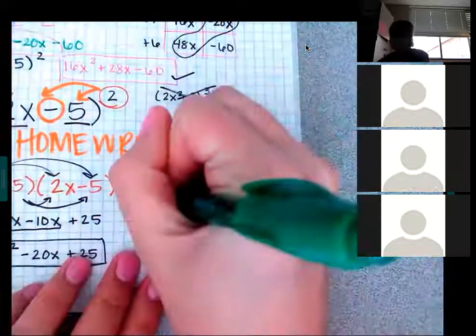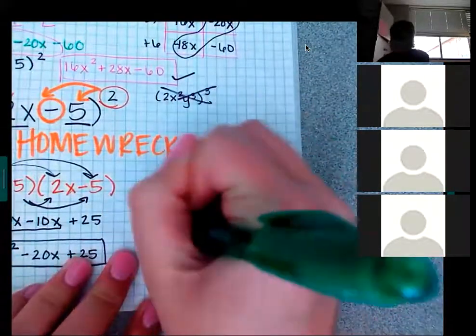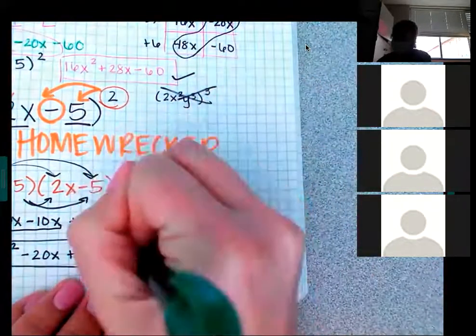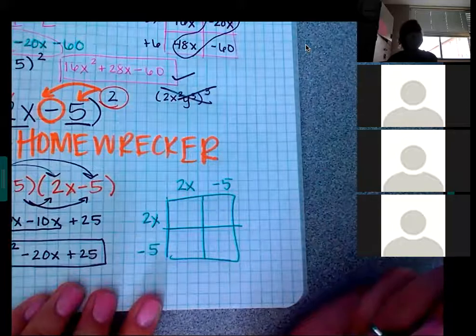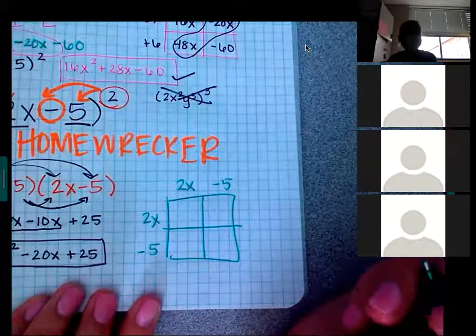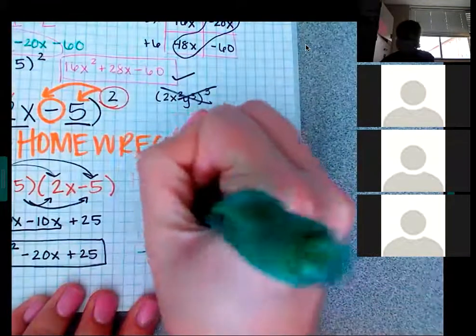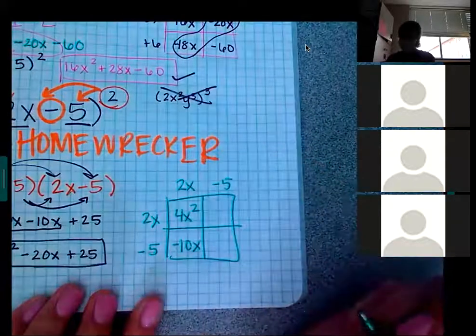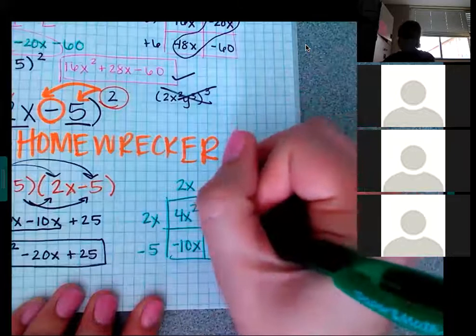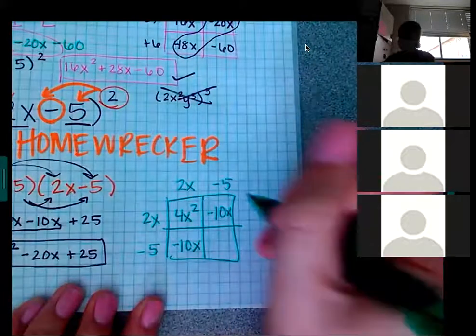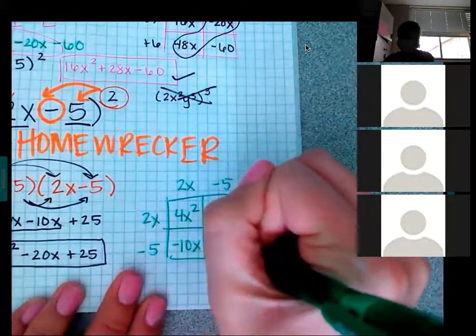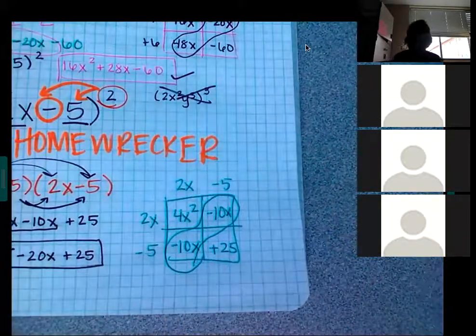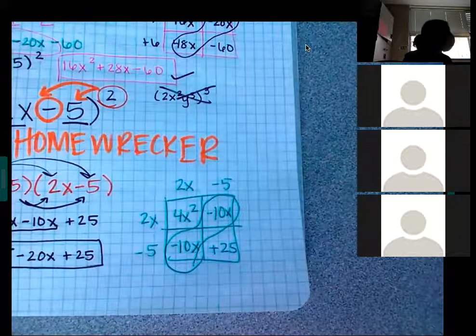Okay, so everybody look. Same thing. If you did the box, you would have gotten the same exact answer. 2x minus 5 times 2x minus 5. 2x times 2x? 4x squared. Negative 5 times 2 is negative 10, and there's an x. Negative 5 times 2x is negative 10x again. Negative 5 times negative 5 is positive 25. And if you combine your x's, your like terms, you're still going to get negative 20x.